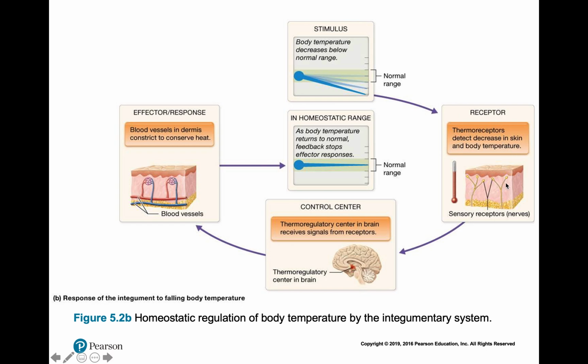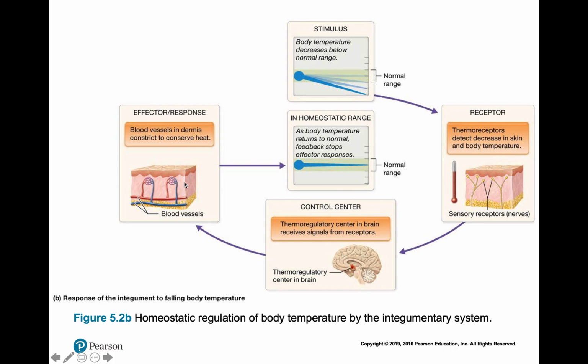So thermoreceptors that are embedded in the skin will pick up on that decrease in body temperature. Those would be the receptors that sense the stimulus. That information gets sent to the control center, which is the hypothalamus again. The hypothalamus is the thermostat in our brain. This is going to detect that our body temperature is dropping below a normal range. Then it will send out the appropriate information to the effectors to carry out a response.